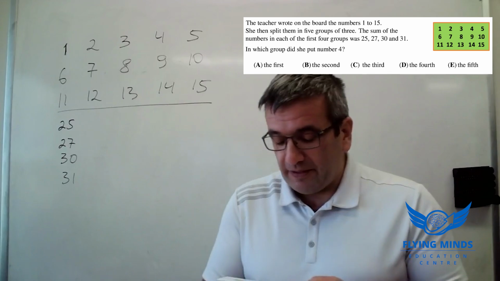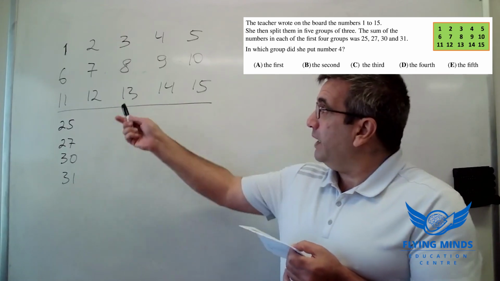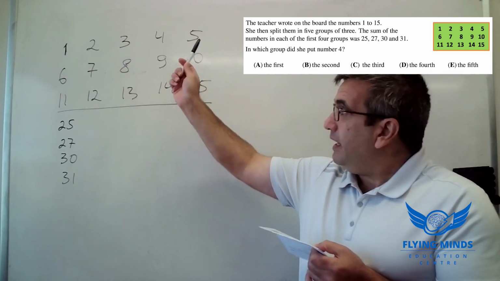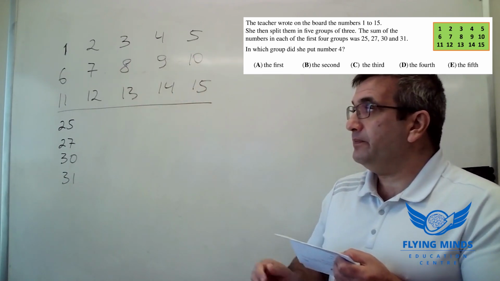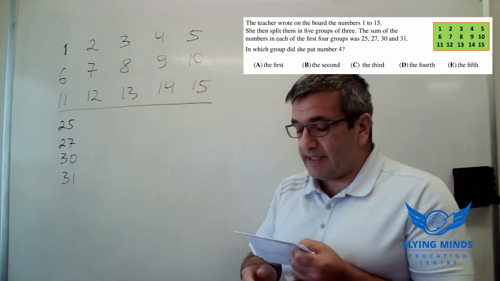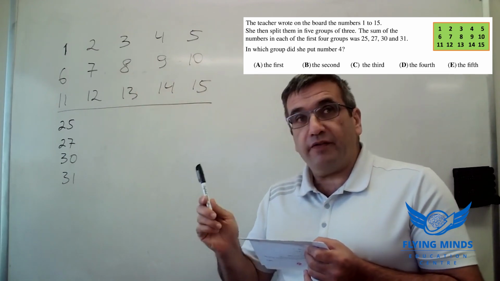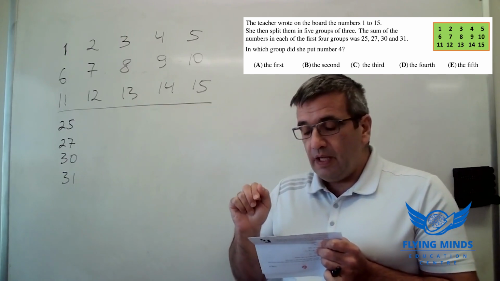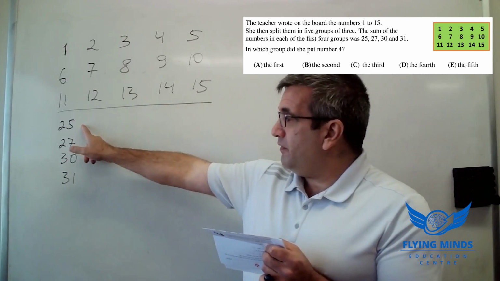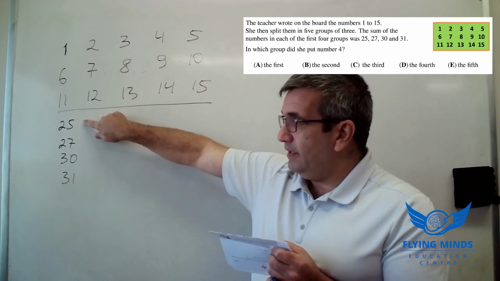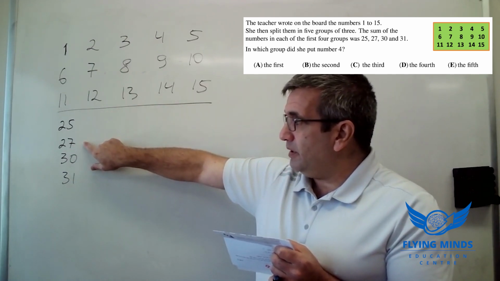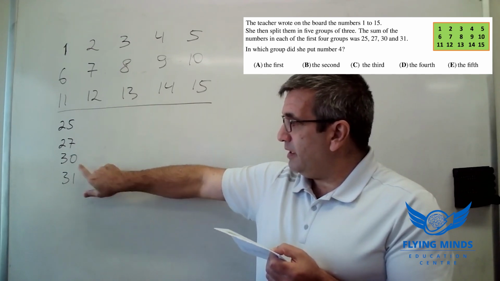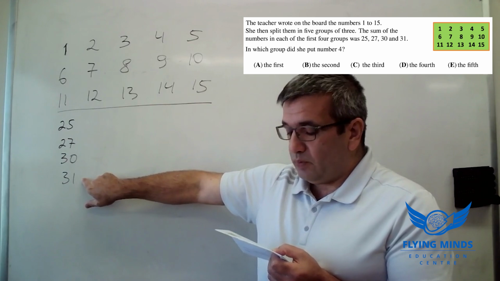Okay, so we have numbers from 1 to 15, right? And these 15 numbers are split into 5 groups of 3 numbers. So the sum of the first group is 25, the sum of the second group is 27, the third group is 30, and the fourth group is 31.